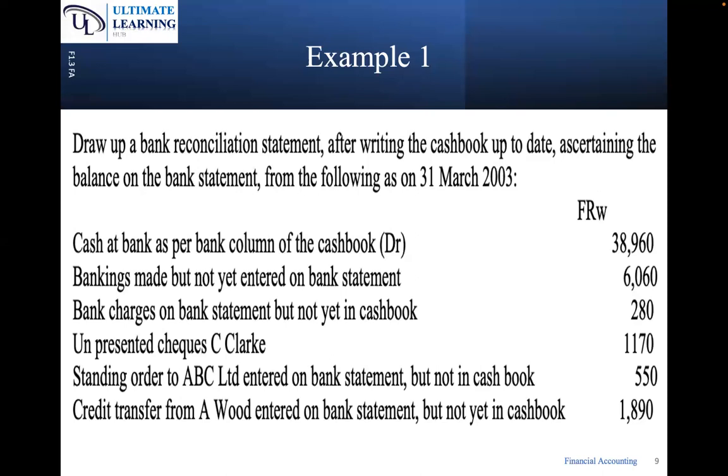So we start with the 38,960 as a negative cash, and then we look for items that were appearing in the bank statement, but not in the cash book. We correct them in the cash book. And then later on, we look at items that are appearing in the cash book and not in the bank statement, and we use them to correct the bank statement. So the best way to solve this question is maybe through an Excel platform. So we can open an Excel sheet, and then we can use that Excel sheet to solve the question.